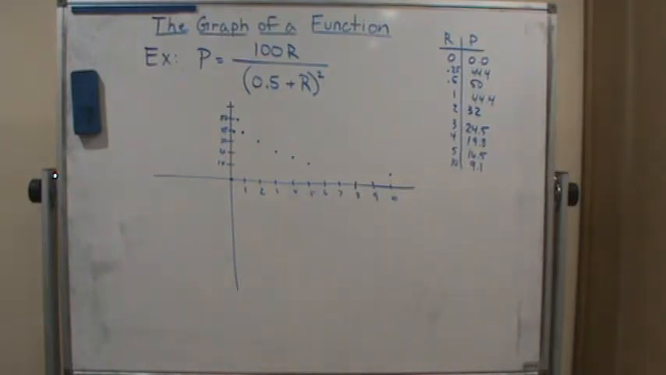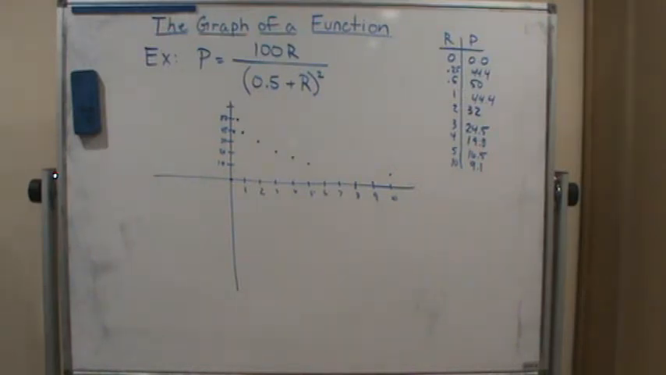It says the electric power, P, in watts, delivered by a certain fuel cell as a function of the resistance, which is measured in ohms, in the circuit is given by P equals 100 times R divided by the quantity 0.50 plus R, quantity squared. Plot P as a function of R.